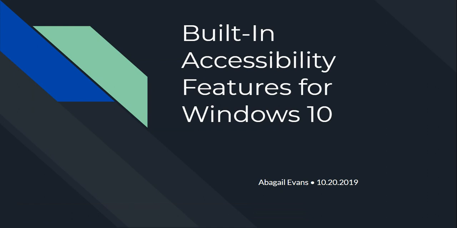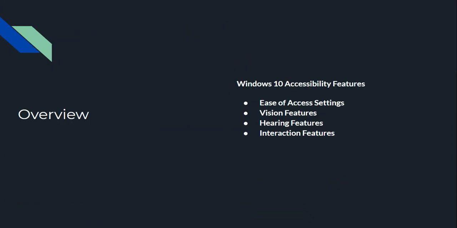So for these Google Slides, I'm going to be talking to you about the features that can help individuals with disabilities use their computer in a much easier and faster way. Most of these features will include ease of access settings, vision features, hearing features, and your interaction features through Windows 10.